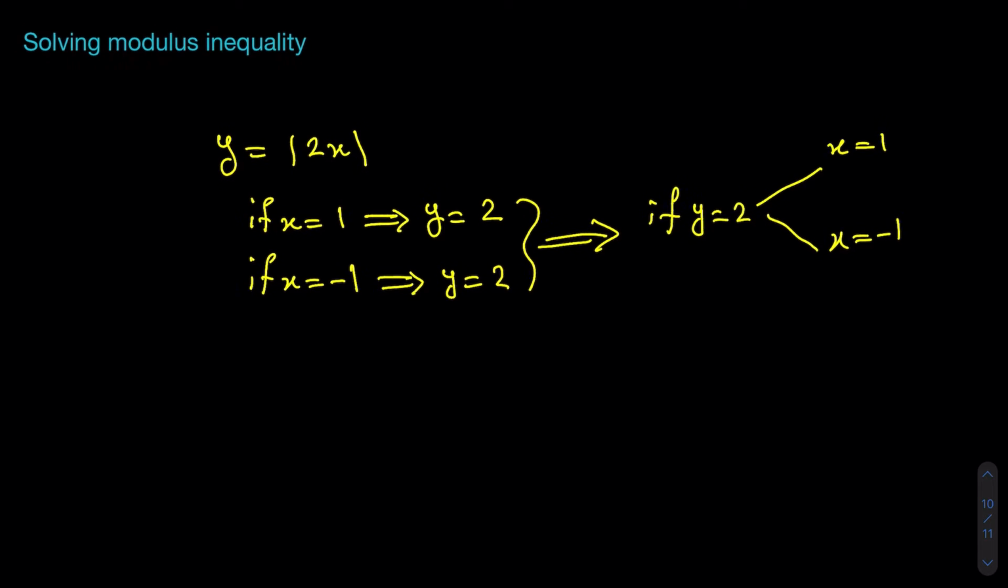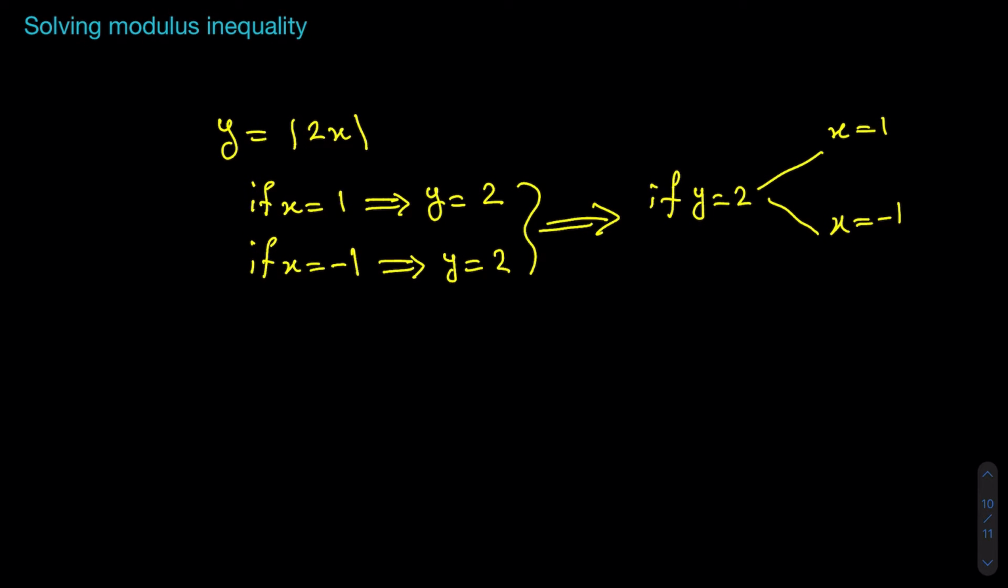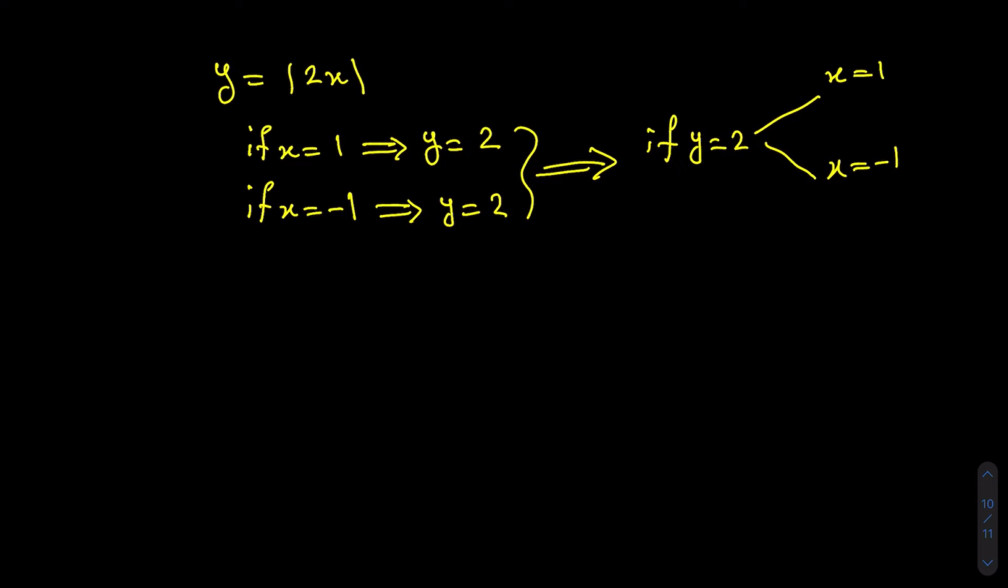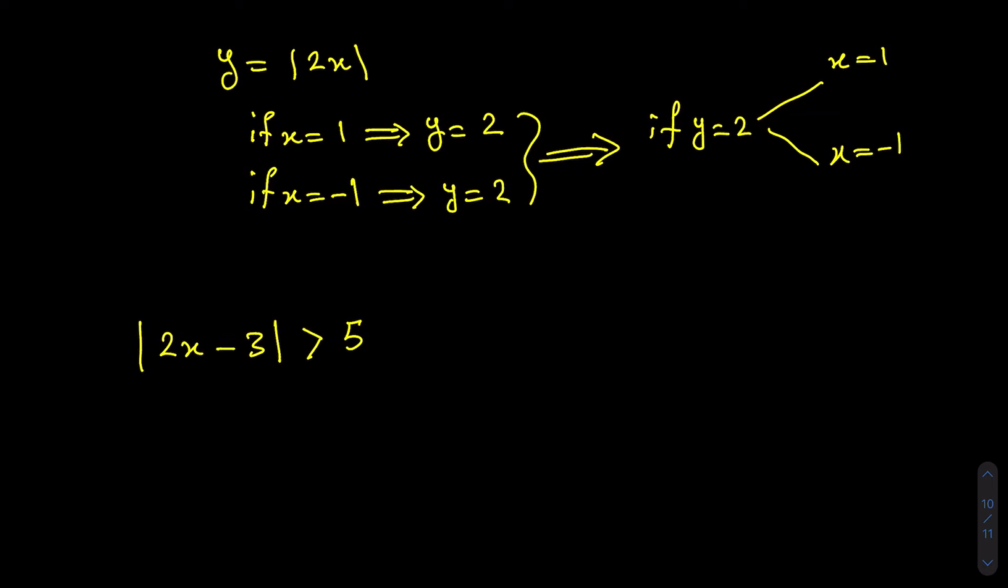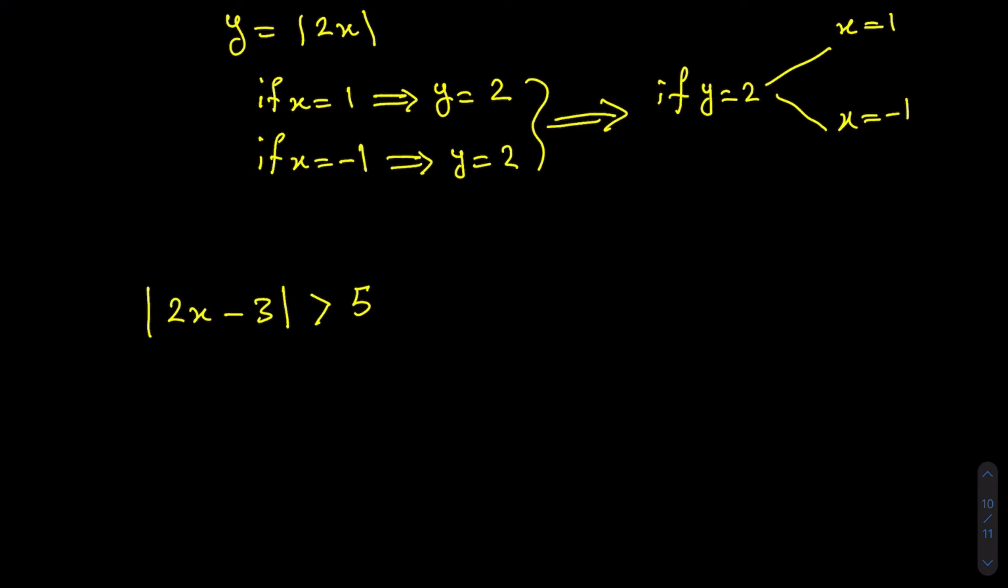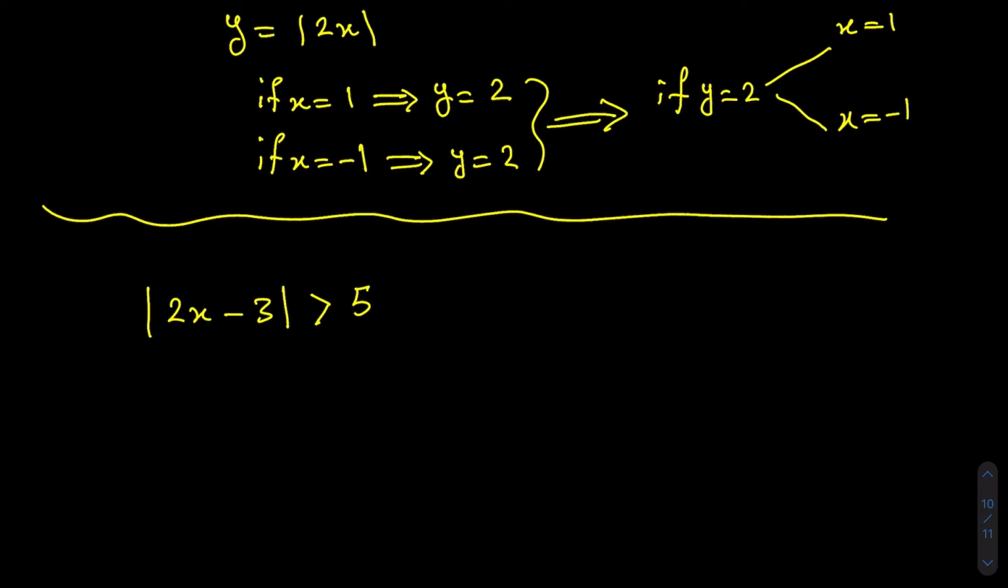We will consider the solution by solving a problem. Let's consider this inequality, which is the absolute value of 2x minus 3 larger than 5. So in order to solve this inequality, what should we do? How to solve it?